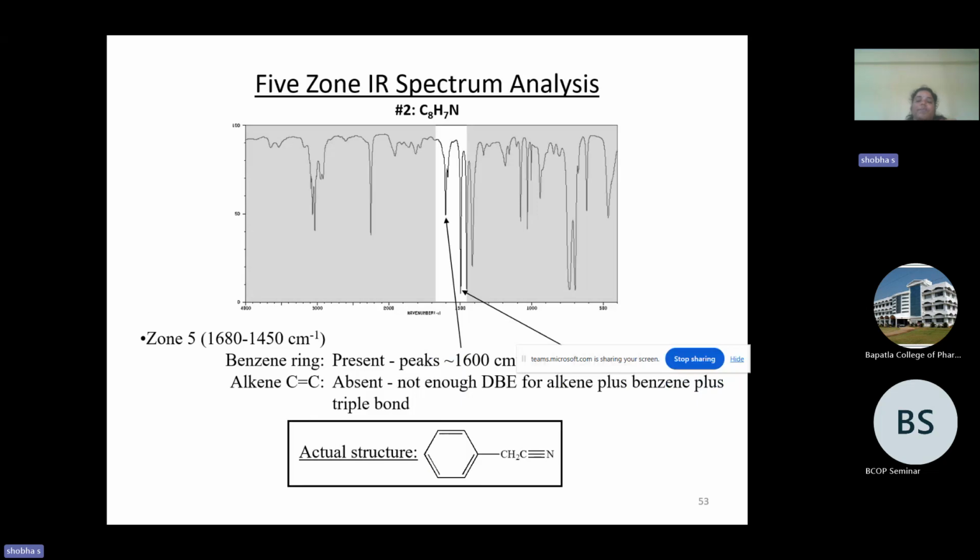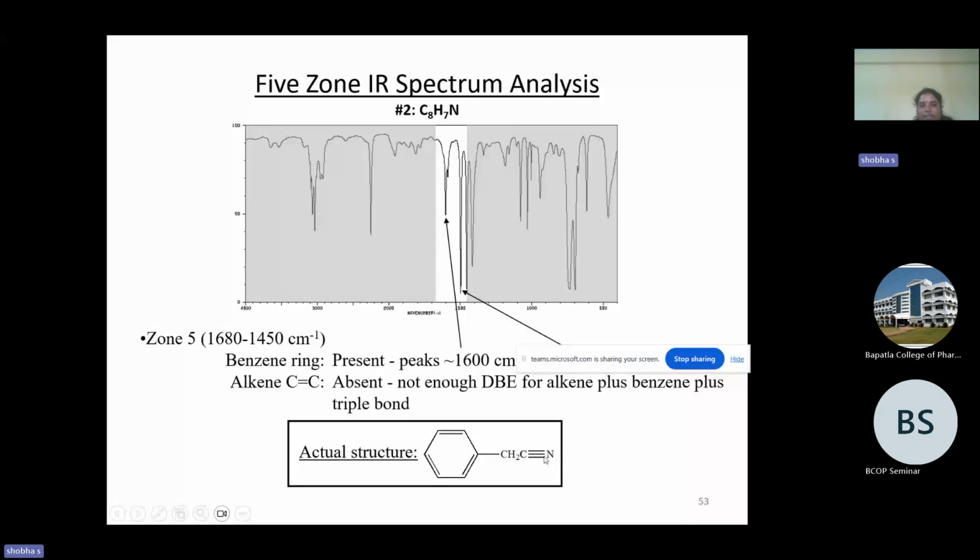So this is the final structure by means of molecular formula only. Same thing we have substituted in the double bond equivalence formula. Then by seeing the peaks systematically from zone 1 to zone 5, we have drawn this structure. This is having the benzyl nitrile structure.